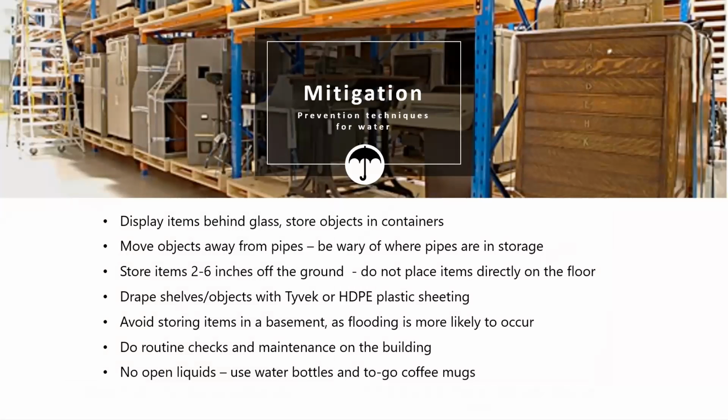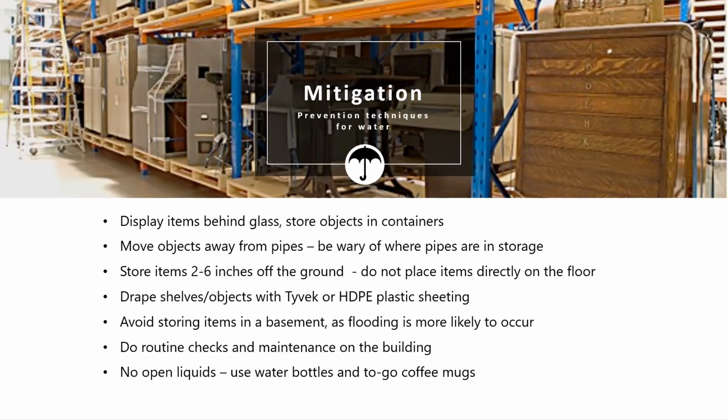And so some mitigation strategies for water. Like I said just previously, display items behind glass or store objects in containers. That will help keep water off them should the worst happen. In your collection storage space or exhibit space, you can put objects away from pipes. Just be wary of where you're placing things. Just take a look up and go, if that leaks, that would probably be bad. Another tip is to store items 2 to 6 inches off the ground, more like 3. You don't want to place items directly on the floor in case flooding does happen.